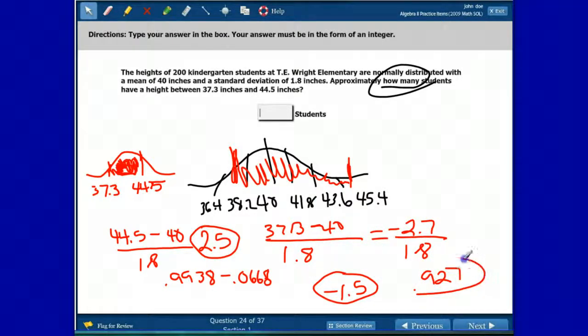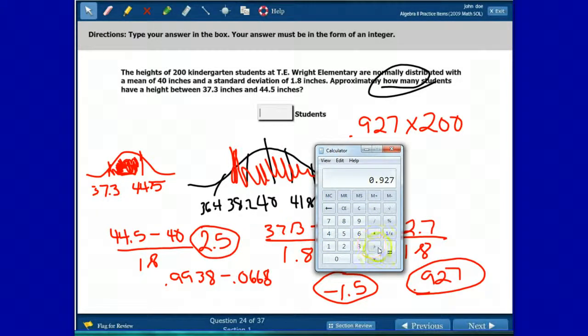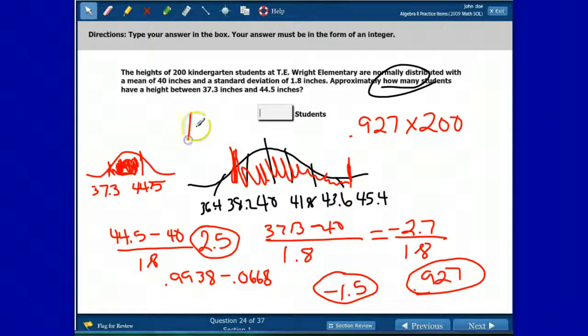That gives me 0.927. Now, if the directions said, what is the probability, then I would be done. But I have to take the 0.927 and multiply it by the number of kindergartners I have to get my final answer, because it says how many students. So let me grab my calculator again. I hit times 200, and your answer is 185. They'll probably take 185 or 186 because it's a student, so you have to approximate. 185 is what I would guess.